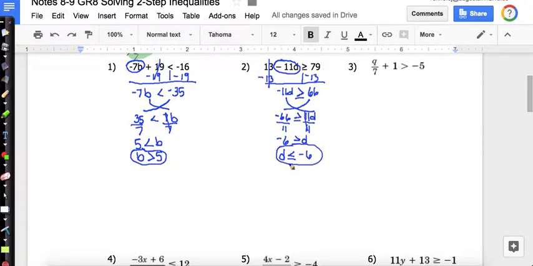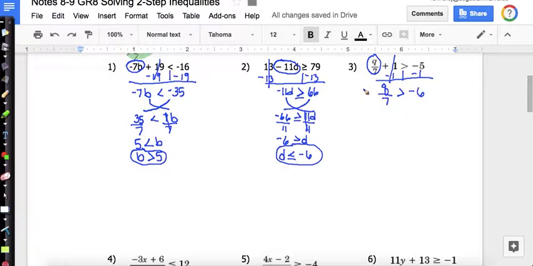Okay, number 3. Circle the variable. Draw your t. The opposite of adding 1 is subtracting 1. The 1s cancel. Q divided by 7 is greater than negative 6.